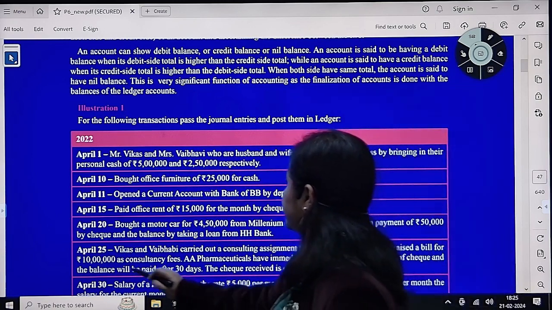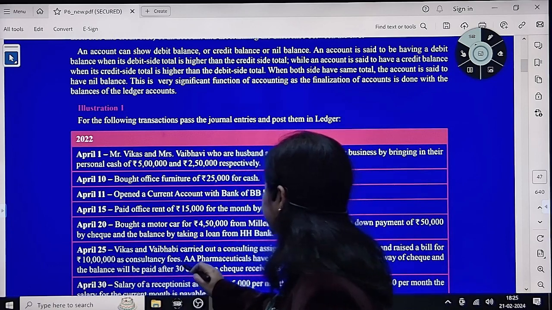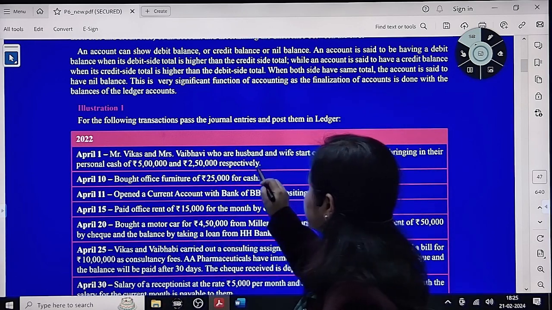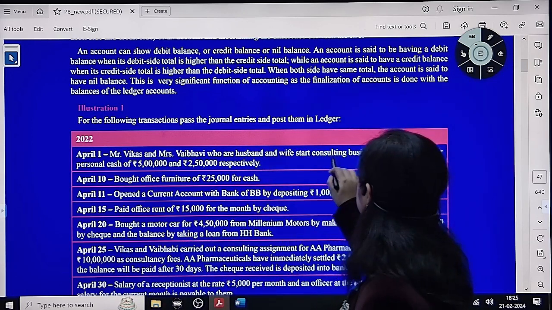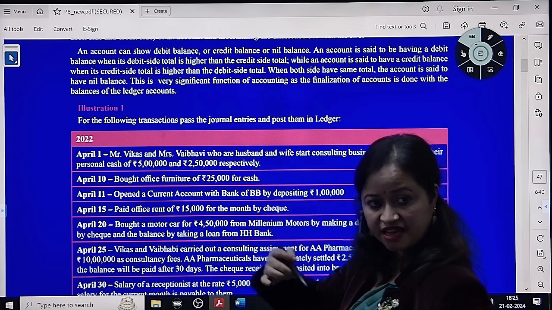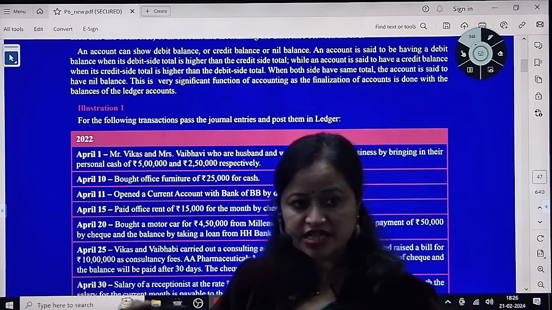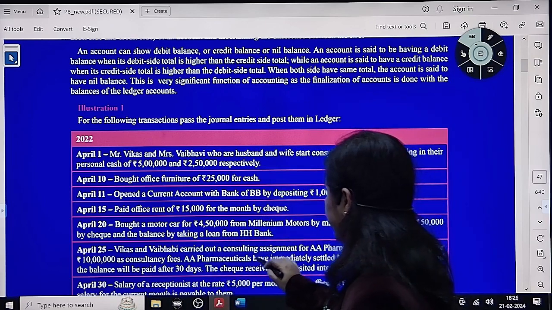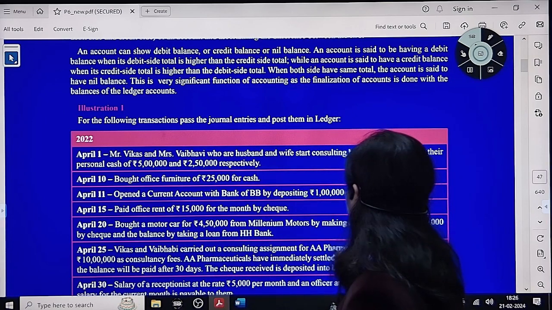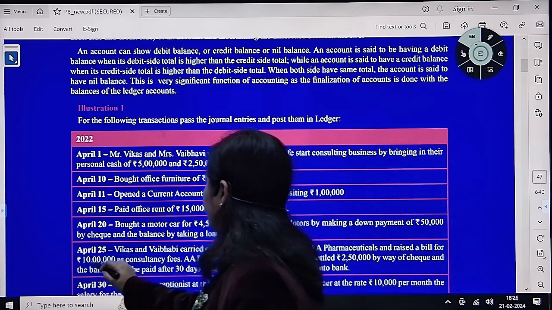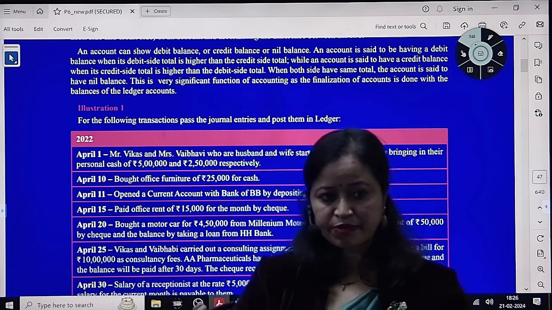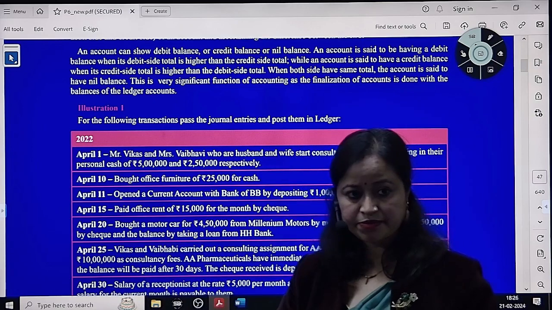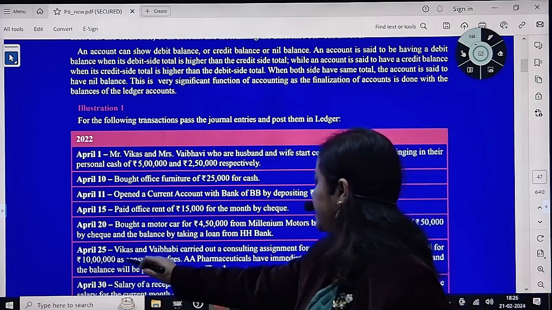Now, April 25, Bikas and Vaibhavi carried out a consulting assignment for AA Pharmaceuticals and raised a bill for 10 lakhs as consultancy fee. So Bikas and Vaibhavi have started a consultancy firm, so their business is consultancy business. They give consultancy services to others. Here on April 25 they have charged AA Pharmaceuticals 10 lakh rupees as consultancy fee. So they are getting 10 lakhs.